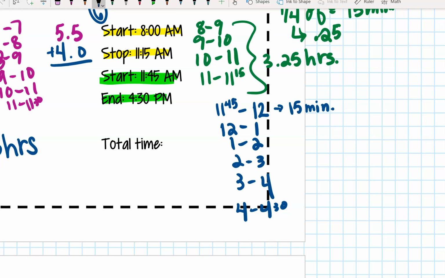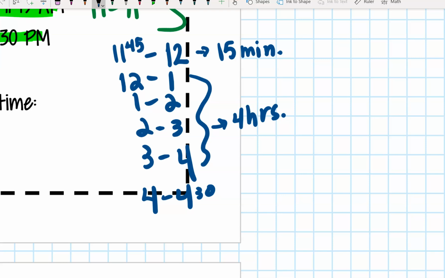Again, if you haven't done a time card before or you haven't seen a time sheet before, some of this may be new. So for those of you who are like, I'm good with this, I'm fine, just keep going with us. So this right here is 4 hours. Yes, 12 to 4. And then you have this little 4 to 4:30 guy that's 30 minutes.